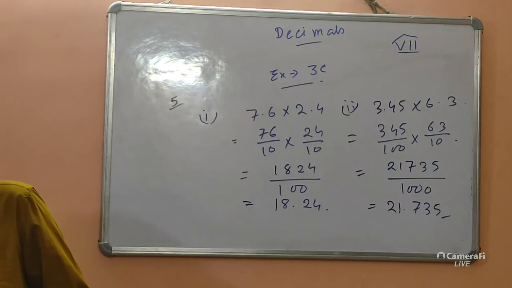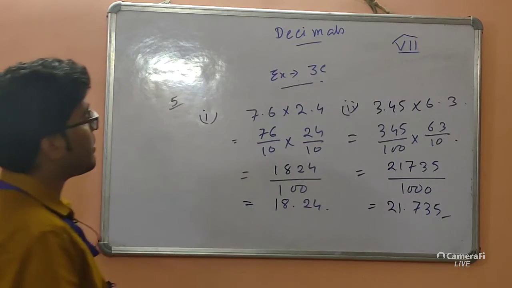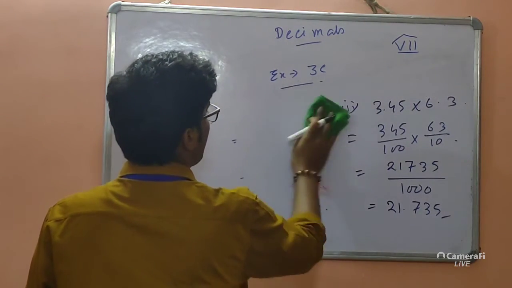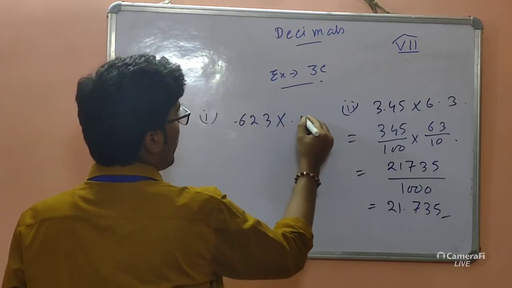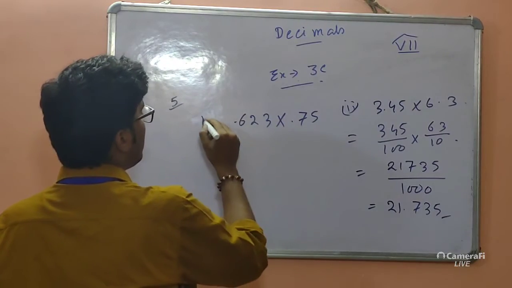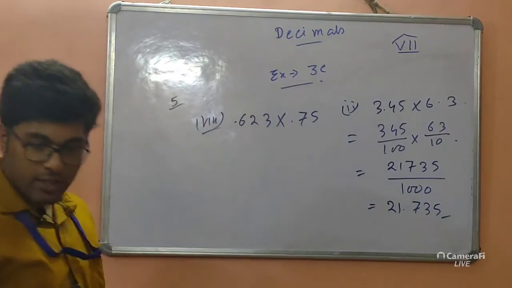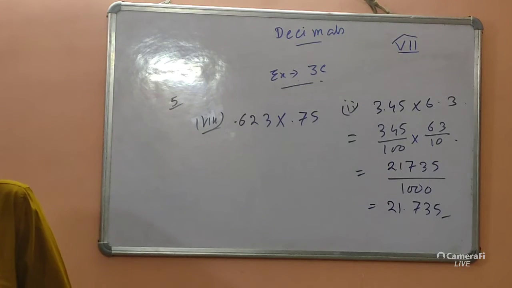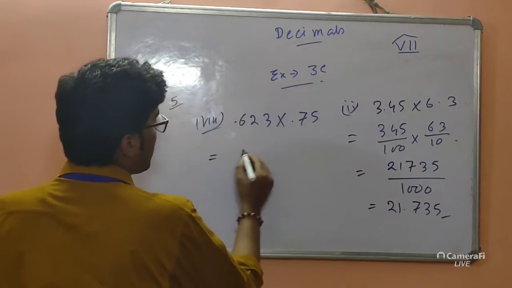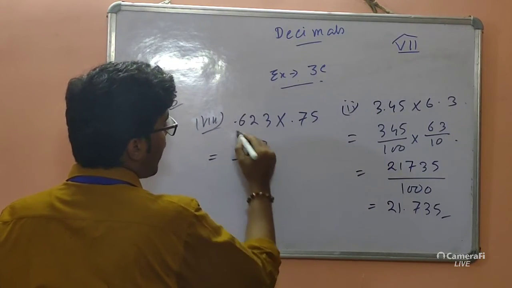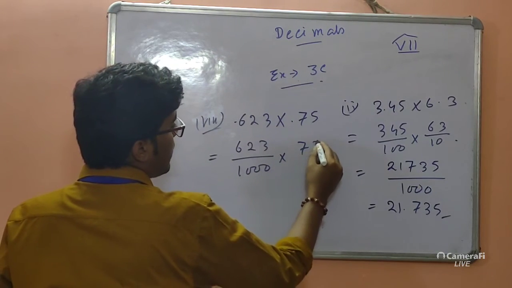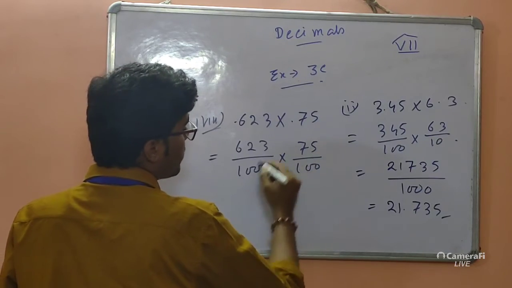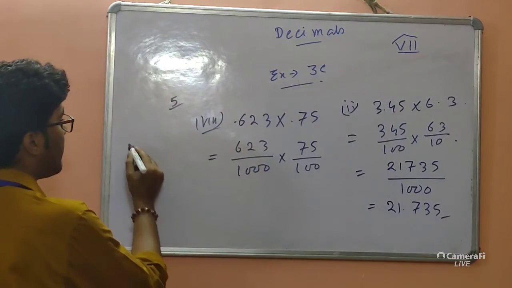Suppose we are doing question number 8, 0.623 into 0.75. This is 8. So again, this will be 623 divided by, how many places of decimal? 3. So after 1, 3 zeros. How many places of decimal? 2. So after 1, 2 zeros. Now multiply 623 into 75.